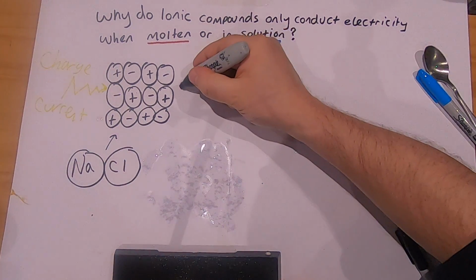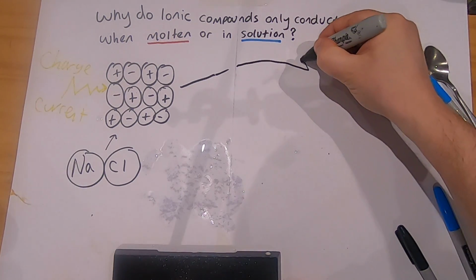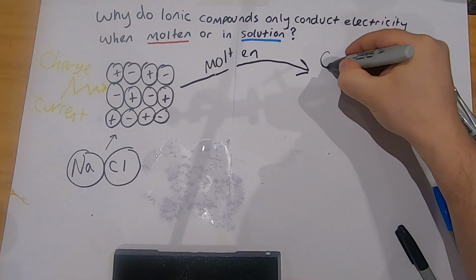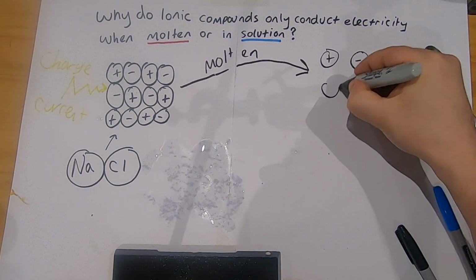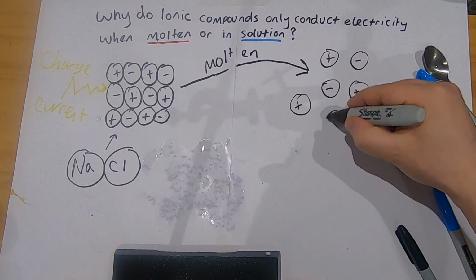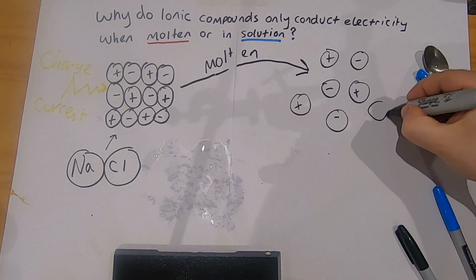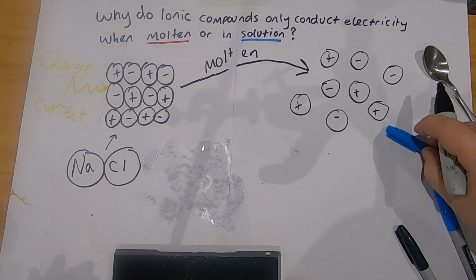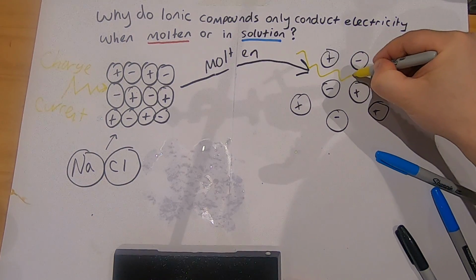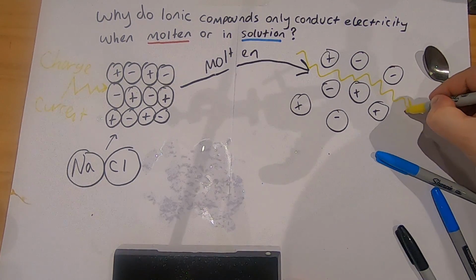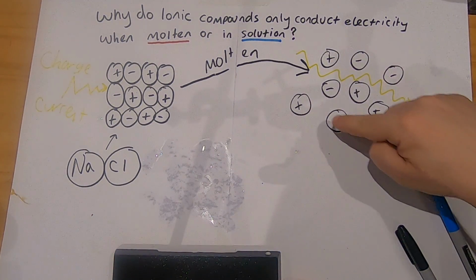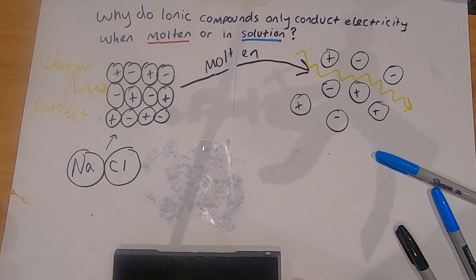However, let's say we melt it. So let's go molten. What happens when you melt something is energy is put in from the heat, and it breaks the strong electrostatic forces between the ions and allows them to freely move. Let's see what happens when electricity now attempts to flow through. Look, the electricity or the current or charge can now flow through the structure. So when we have ions that are free to move, current or charge can flow.